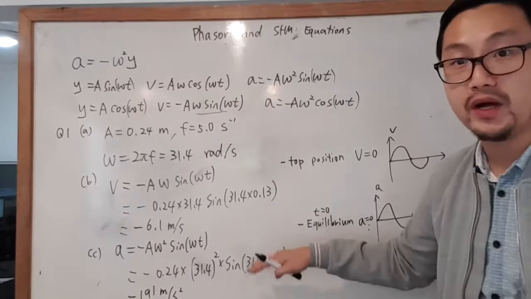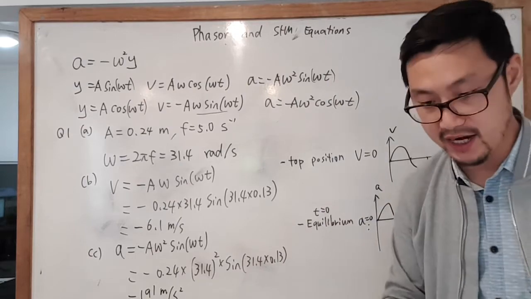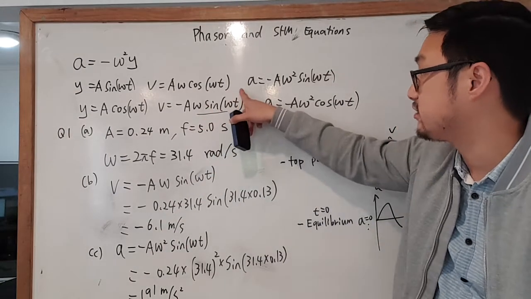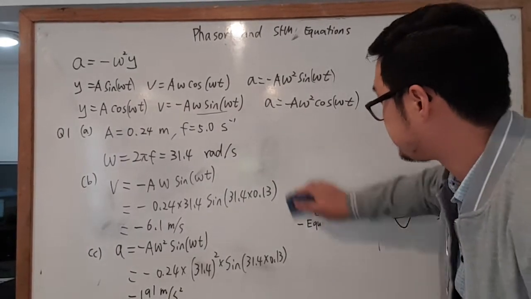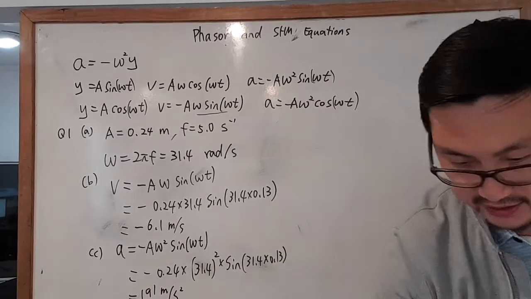From these two questions, you can see how I pick those equations. You can just remember that this one is timing starting from equilibrium, and this one is timing starting from the end position. Or if you don't remember, you just use this. And then question D, let's have a look.